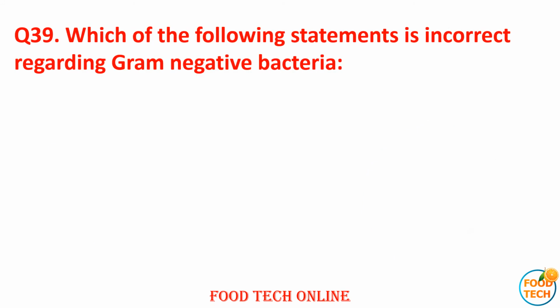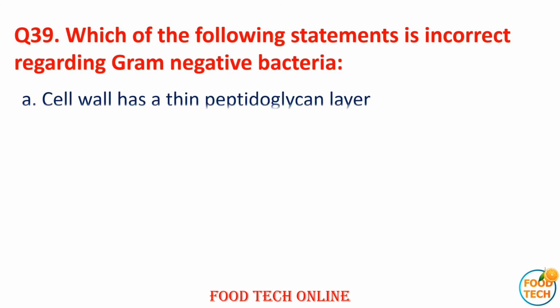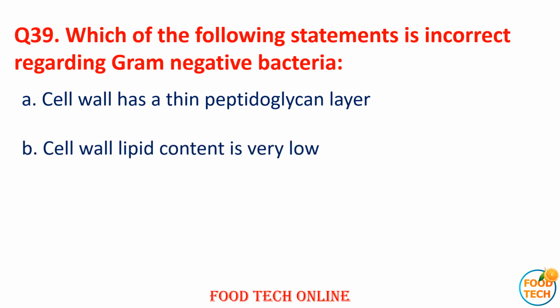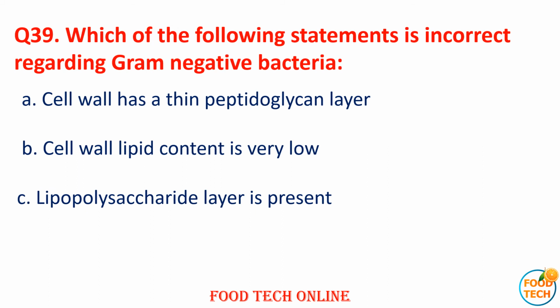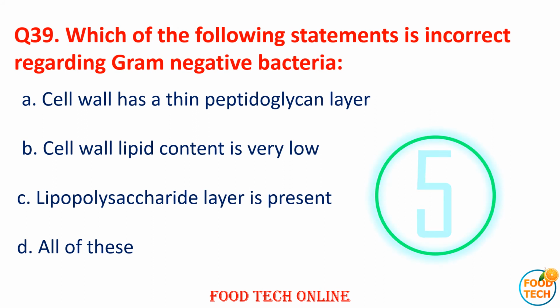Question 39. Which of the following statements is incorrect regarding gram-negative bacteria? A. Cell wall has a thin peptidoglycan layer. B. Cell wall lipid content is very low. C. Lipopolysaccharide layer is present. D. All of these. Answer D. All of these.